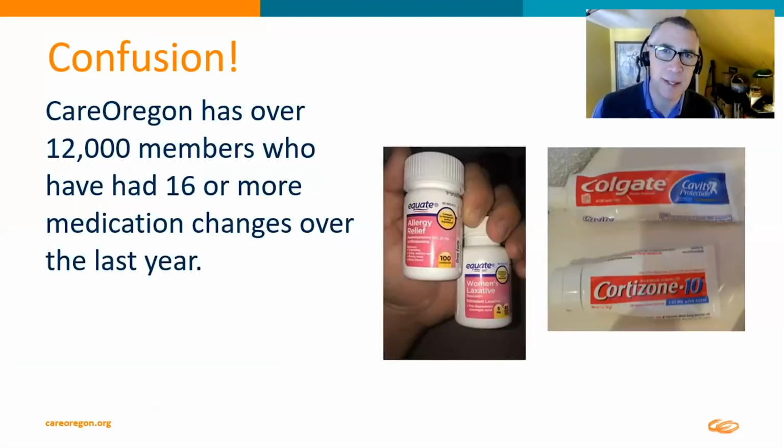Because friends, medications is one of the most confusing realms I know of. I guarantee you these numbers are not current, but we have well over 12,000 members in our population who've had 16 or more medication changes in the course of a typical year.